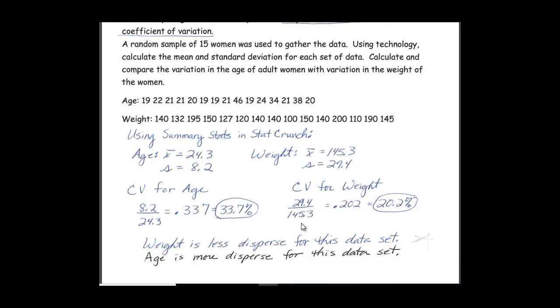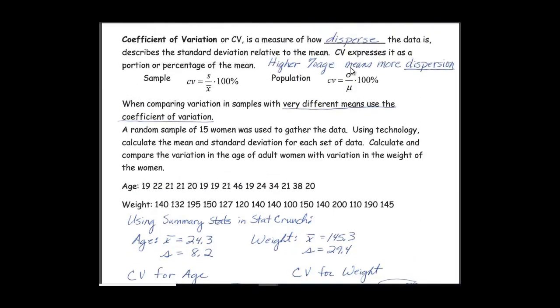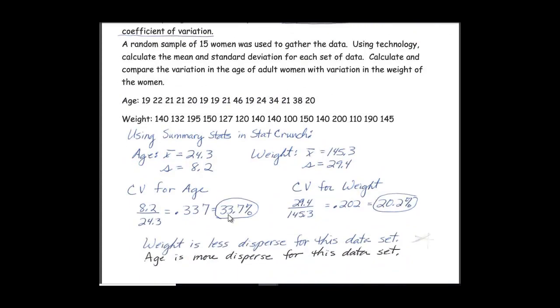Our coefficient of variation for weight, we're going to take our standard deviation of 29.4 divided by the 145.3. We come up with 0.202, move that decimal over 2 places to write this as a percent, and we have 20.2%. So again, I've written up here that the higher percentage means more dispersion. So when I'm looking at this, we've got more dispersion among our age than we do our weight. Our weight is less dispersed for this data set. Our age is more dispersed.